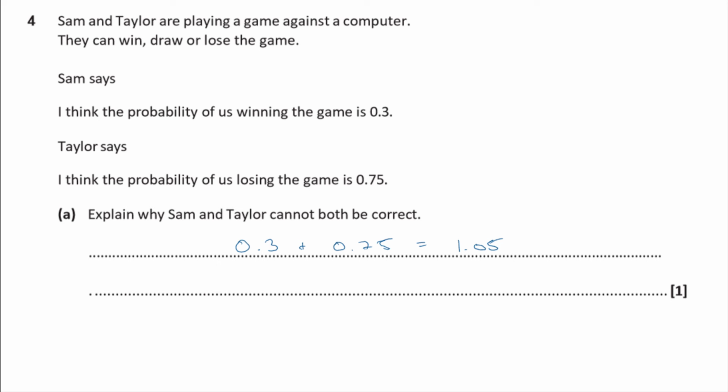So I'm just going to write down: sum of probabilities should equal 1. Okay, I think I might add the word impossible in there because it's impossible to have a probability over 1. Part B says Sam is correct, the probability of them winning the game is 0.3. Taylor is not correct, the probability of them losing the game is actually 0.55. Complete this partially drawn tree diagram to show all the possible outcomes of playing the game twice.